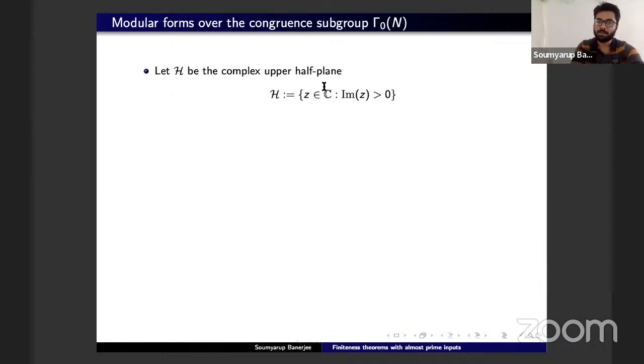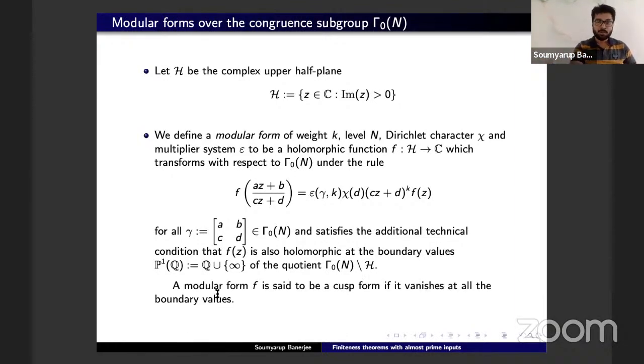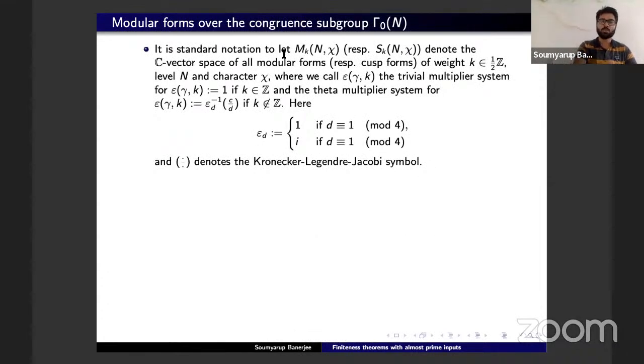So let H be the complex upper half plane, so H is the set of z in C where the imaginary part of z is bigger than 0. We define a modular form of weight k, level n, Dirichlet character chi, and multiplier system epsilon to be a holomorphic function f which satisfies this property: f of (az+b)/(cz+d) is equal to this, for all gamma equal to (a b; c d) belonging to Gamma_0(n). It must also satisfy the additional technical condition that f(z) is holomorphic at all its boundary values, the cusps, including infinity. A modular form f is said to be a cusp form if it vanishes at all the boundary values. It is standard notation to let M_k(n, chi) and S_k(n, chi) denote the complex vector spaces of modular forms and cusp forms respectively, of weight k, level n, and character chi.